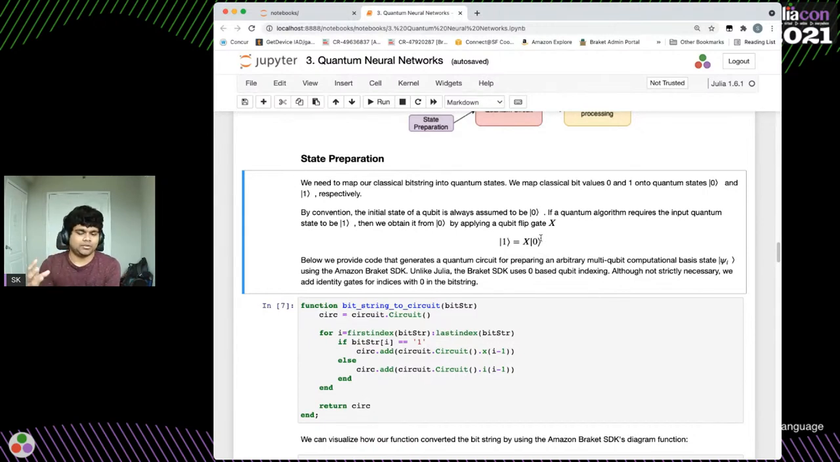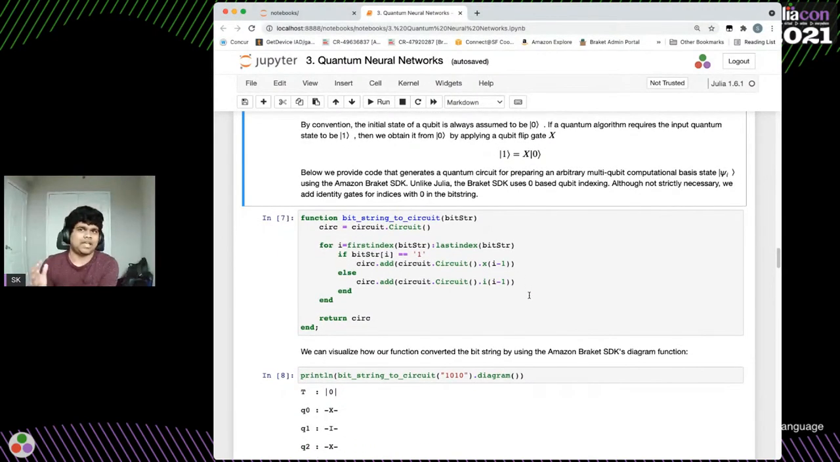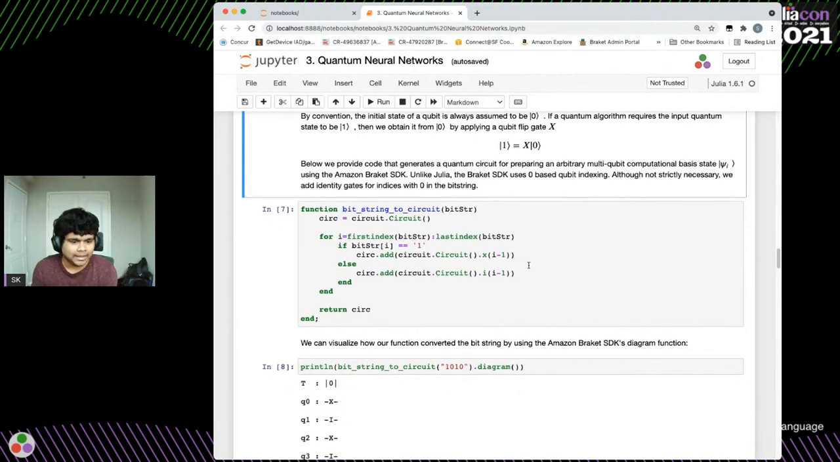Since circuits always, at least in Amazon Braket, start with a qubit state of 0, if you wanted to transform that qubit to a 1 state, then you would apply an X gate to that, right? So what we can do is, if you have a bit string of 1s and 0s, then for every position in the bit string that has a 1, you could apply an X gate to the corresponding qubit in your circuit. Say the circuit would be of size 5 qubits, and you would apply an X gate to every qubit that corresponds to a 1 bit, right?